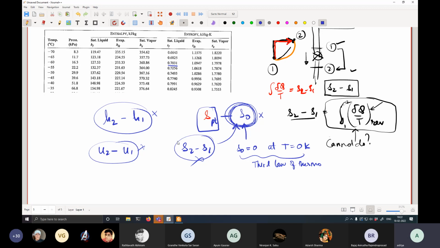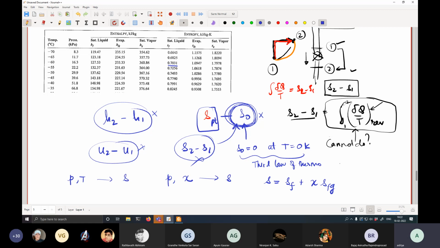So now entropy is also a property, so we can do the same thing. If you have two state points like pressure and temperature, you can find out the entropy if it's superheated. If you have pressure and quality, you can find out the entropy. And the entropy formula, once again, remains the same. It is S is equal to S of the fluid plus X times SFG. It's the same thing.